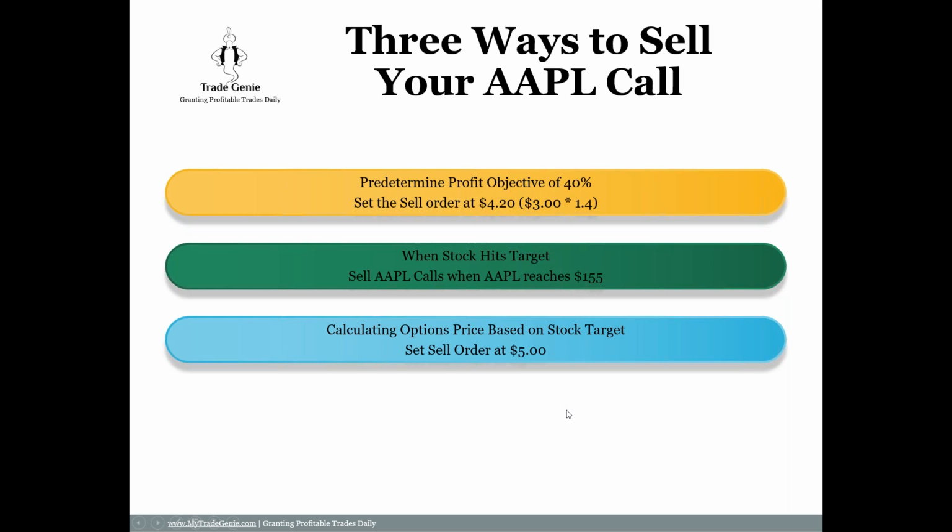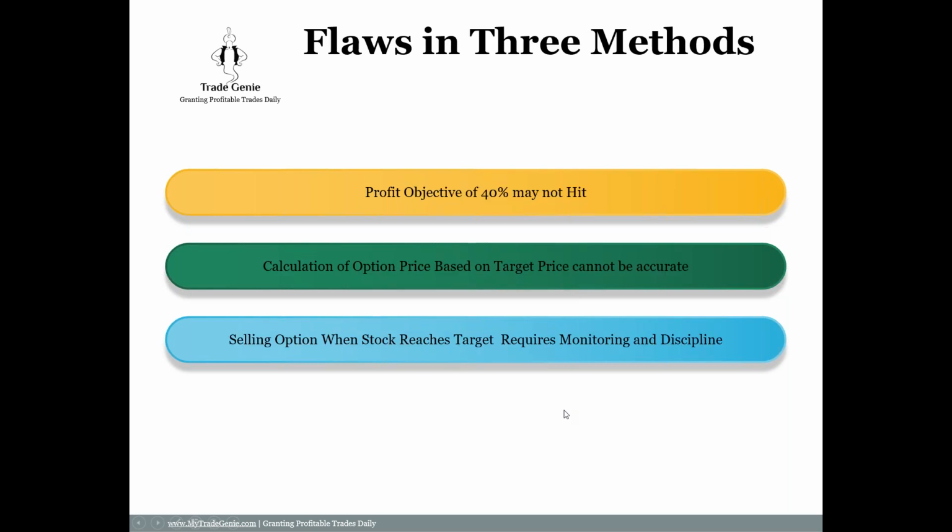Let's say this is all happening, but there are flaws in this method. A profit objective of 40% may not hit. If you have a 40% profit objective, it may just go to 25 and then reverse. So you may never get 40%, or it can go to 100% and you miss out. The option price based on target price cannot be accurate. So if you're calculating your option price based on target price, it cannot be accurate.